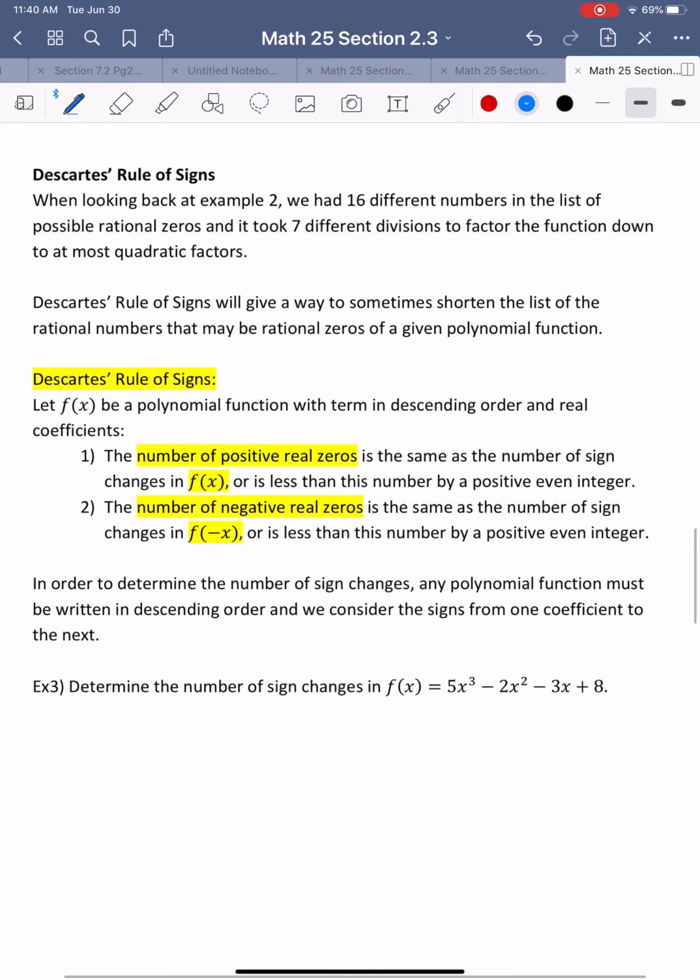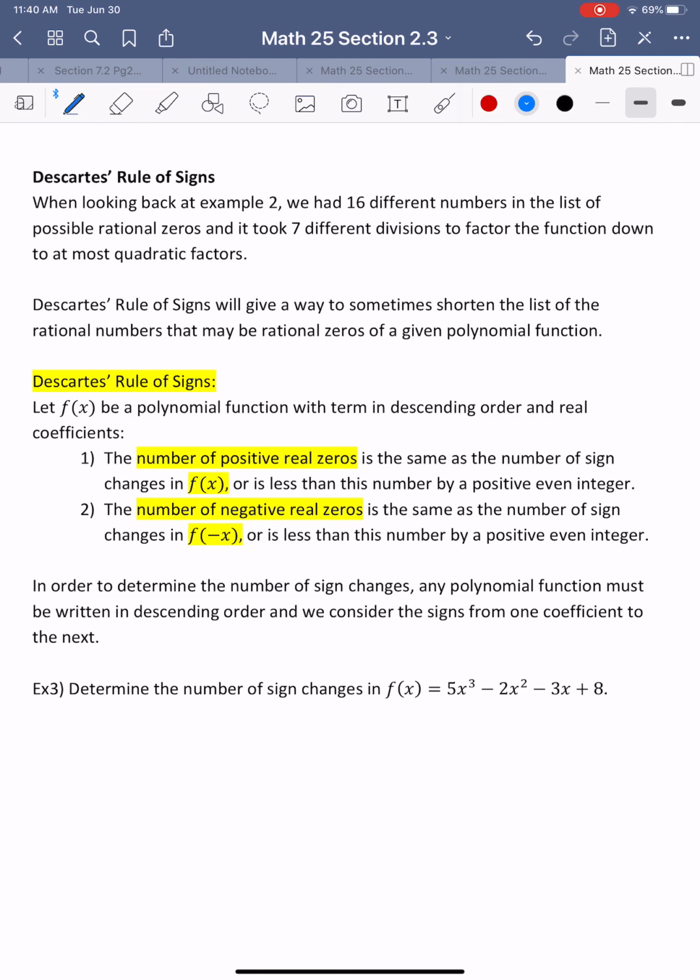Okay, so the next one is about Descartes' rule of signs. When we look back at example 2, we had 16 different numbers in the list of possible rational zeros. It took 7 different divisions to factor the function down to at most quadratic factors. Descartes' rule of signs gives a way to sometimes shorten the list of rational numbers that may be rational zeros of the given polynomial function.